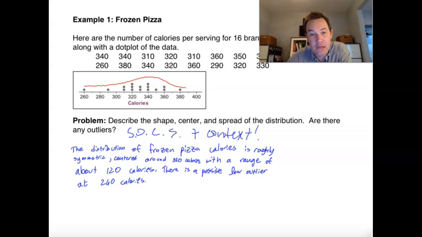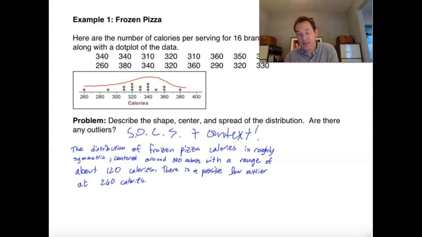Okay. So I kind of drew the rough density curve. I drew my peak a little high there. It probably doesn't need to be that high. But I said the distribution of frozen pizza calories is roughly symmetric, centered around 330 calories with a range of about 120 calories. There's a possible low outlier of about 260 calories.